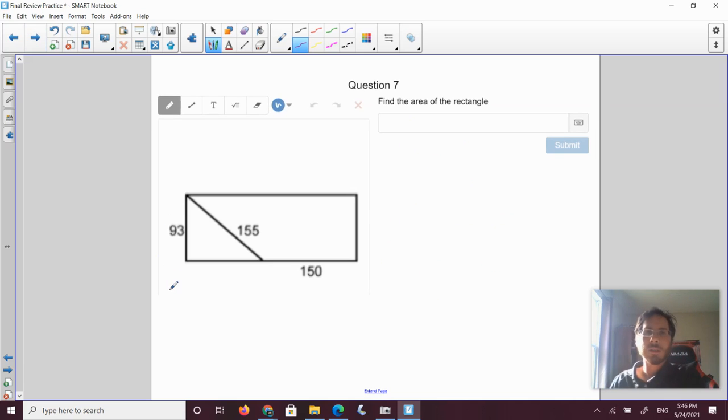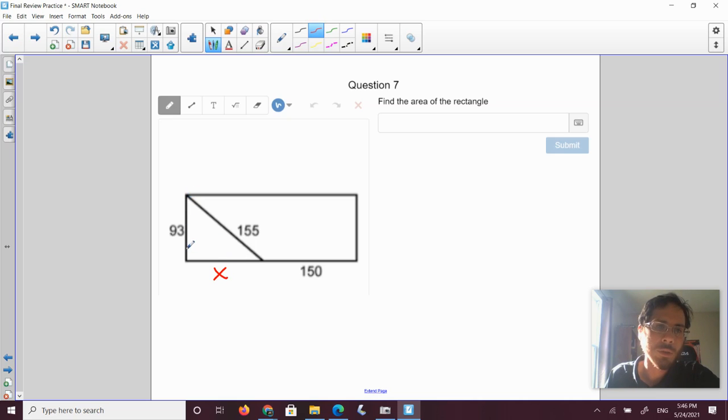All right, next it says find the area of the rectangle. So we want to get the whole rectangle. Well, we don't know what this is down here. If I knew what that was, I could find the length and the width, and I would be pretty happy. But since I don't know that, I'm going to have to figure it out.